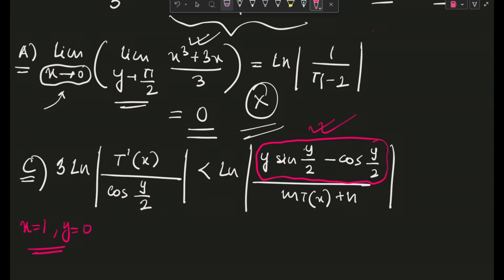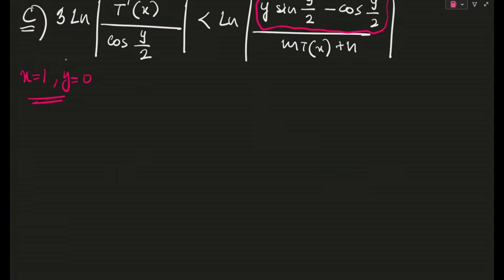Okay, just a minute. So guys, if we put our x equal to 1 and y equal to 0, our LHS, like cosine 0 is 1 and x equal to 1, which means LHS is, I guess, coming out to be x cube plus 3x.